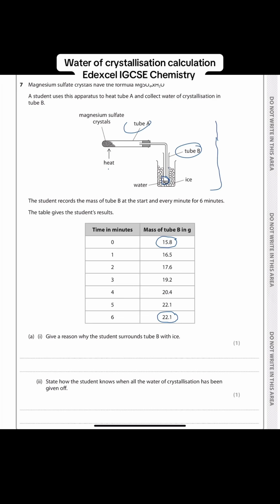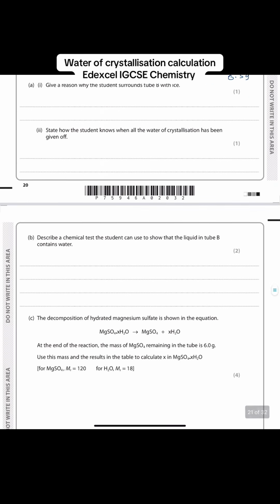From this table, we can find the mass of water of crystallization first, which is going to be the difference between these two. So 22.1 minus 15.8, so that will give you 6.3 gram water of crystallization. The question is now, they're going to ask you to calculate the water of crystallization, the value of X, or how many moles of the water of crystallization per mole of the hydrated salt.